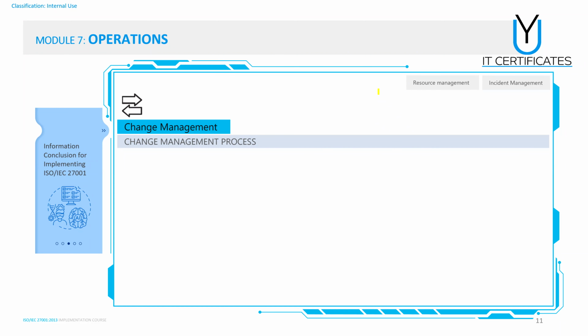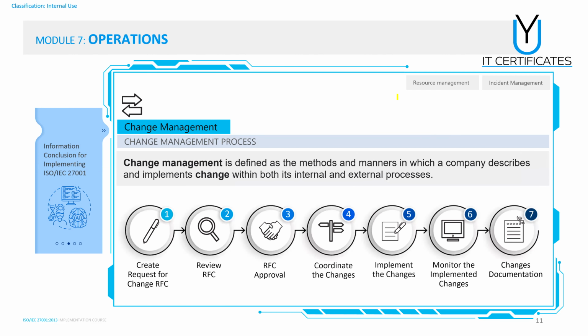Now guys, we will continue Module number 7, which is covering Clause number 8, which is Operations. And as we discussed before, the Operations clause consists of 3 sub-clauses: operation controls and planning, risk assessment, and risk treatment. In sub-clause number 1, for operation controlling, we will go through some important phases.